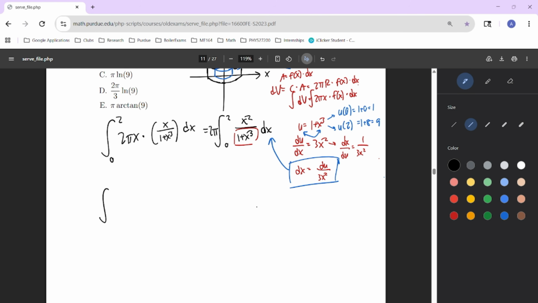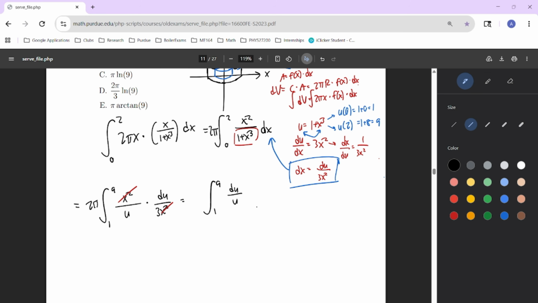So we have the integral from 1 to 9 of x squared over u, with respect to du, but over 3x squared. Now you notice these cancel out. We still have the 2 pi out in front. This would become 2 pi multiplied by 1 over 3, the integral from 1 to 9 of du over u.